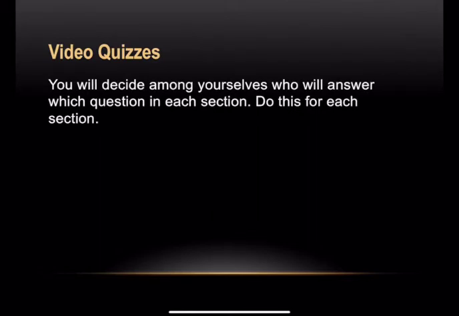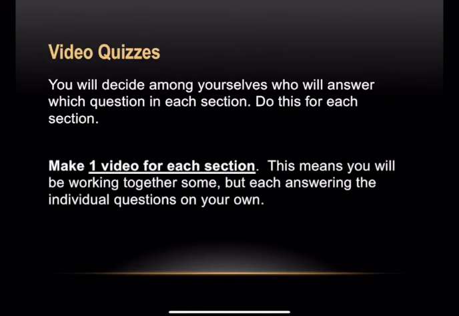So each choose which question you're going to answer in each section. Do it for each section. You're going to make one complete video for each section. This means you can't start and stop, start and stop, start and stop. You can't make 3 videos, one for each question, and then put them together in one section. No, I want one complete video that answers all 3 questions. All 3 students are going to talk on the one video, and you'll have 4 total videos this time.